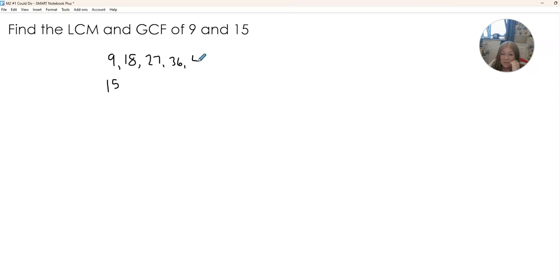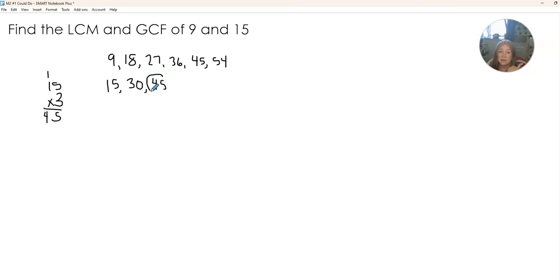9 times 5 is 45. 9 times 6 is 54. So we'll stop there. Okay, so now we have 15. 15 times 1 is 15. 15 times 2, 2 15s makes 30. Another group of 15, and if we're not sure, we can always check. 15 times 3 is 45. 30 plus another 15 is 45.